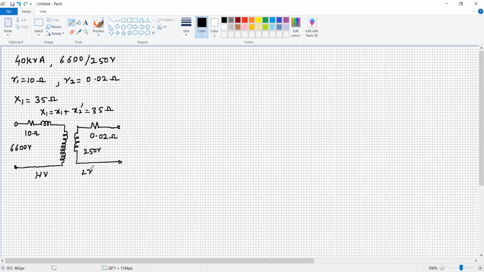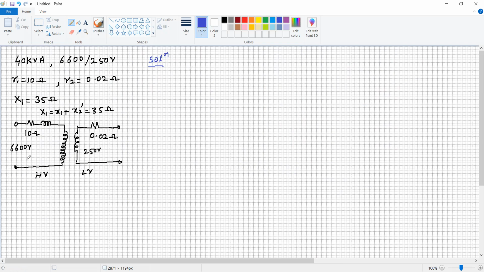Now, it is required to calculate the primary voltage required to circulate full load current when the secondary is short circuited. Okay, so what would be the procedure?